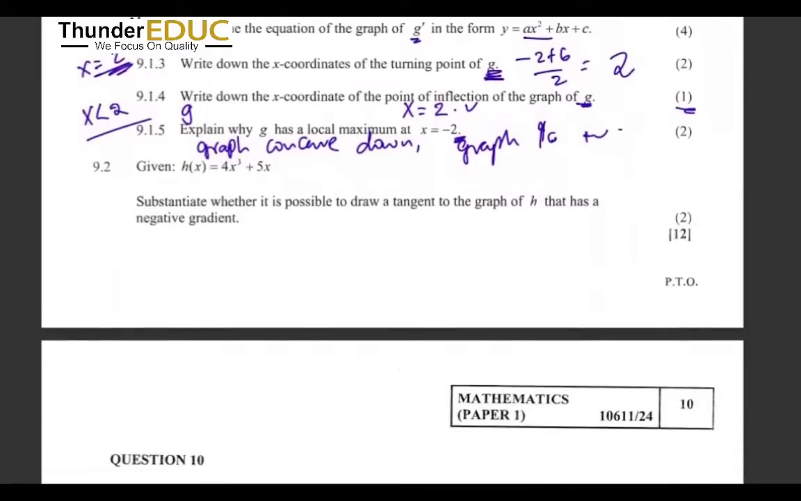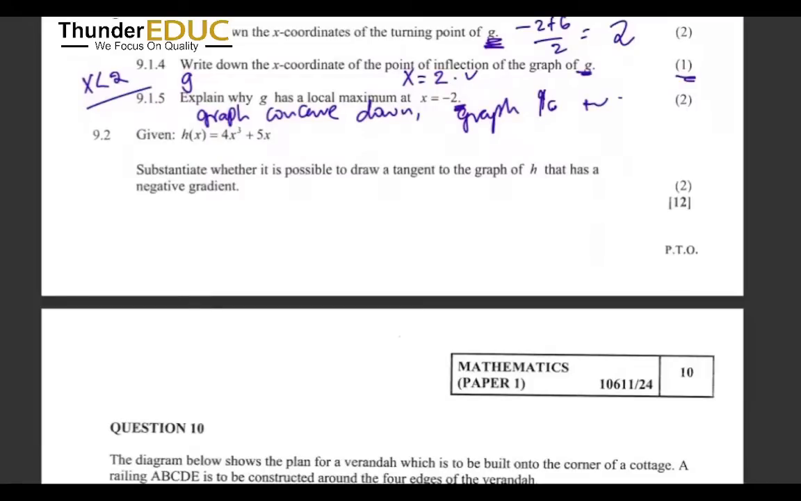Then 9.2, if we are given h of x to be 4x cubed plus 5x, substantiate whether it's possible to draw a tangent. So for us to get the tangent, we need the gradient first. And the gradient function is the first derivative. Let's try to get the gradient and see.